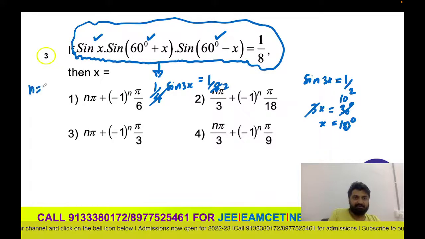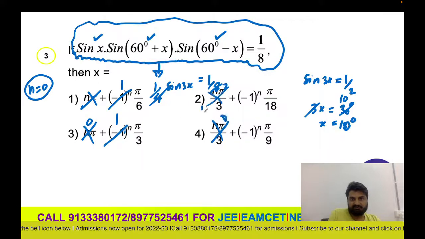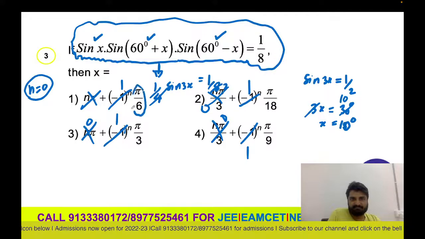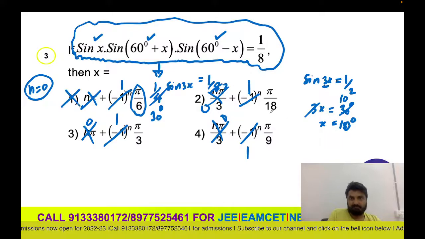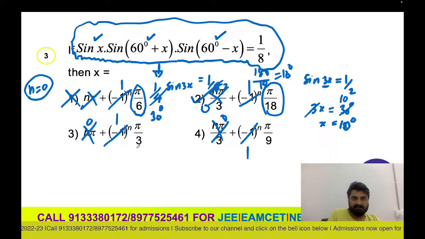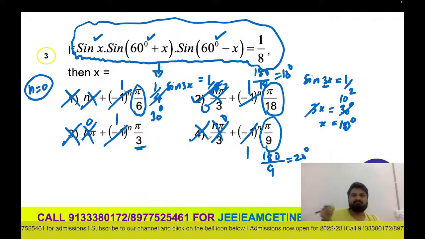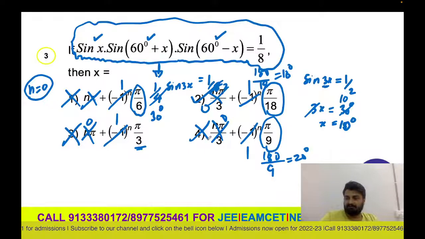Now again, I will substitute n equal to 0 in the options. First option, this is 1, this is 0, this is 1, this is also 0, this is also 0, this is 1, this is 1. Pi by 6 is 30 degrees. So is sin 90 equal to 1 by 2? Not possible. Second option, pi by 18, 180 by 18, this is 10 degrees, which is precisely the value. And this is 60 degrees, sin 3 into 60 is 0, not possible. And this is pi by 9, 180 by 9, which is 20 degrees, that is also not possible. So the second option will give us the final answer.